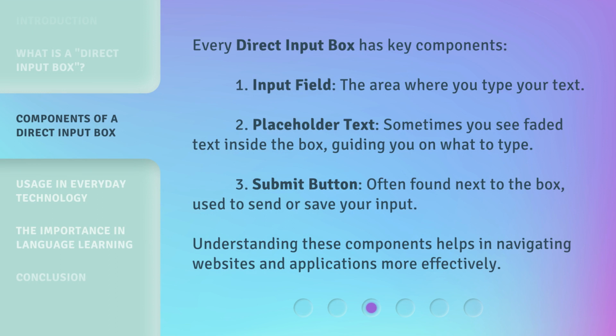Every direct input box has key components. 1. Input field, the area where you type your text. 2. Placeholder text. Sometimes you see faded text inside the box, guiding you on what to type. 3. Submit button, often found next to the box, used to send or save your input. Understanding these components helps in navigating websites and applications more effectively.